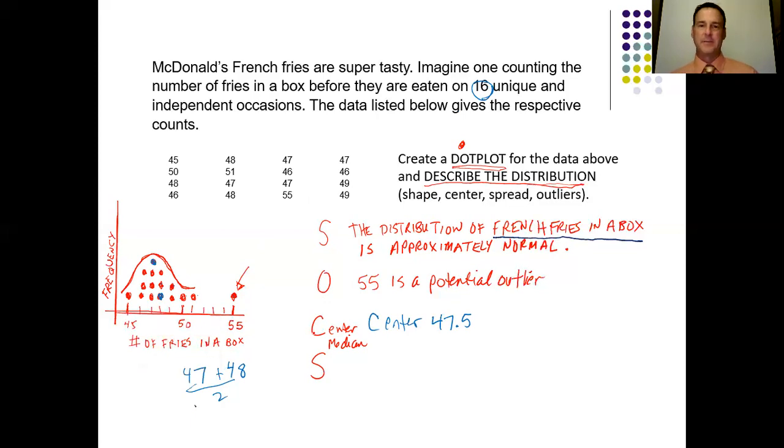Okay, last item is the spread. And for the spread, I've already acknowledged there's an outlier, so I'll just say the spread is 45 to 55, okay? And again, it's with an outlier.